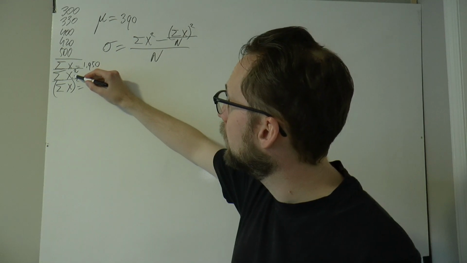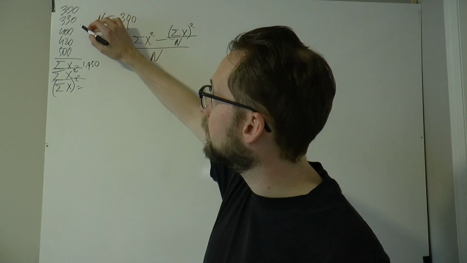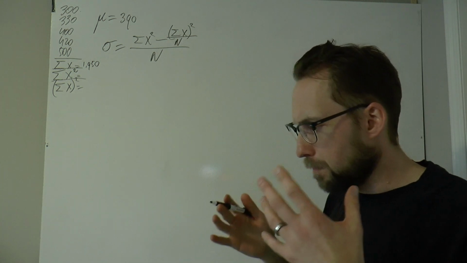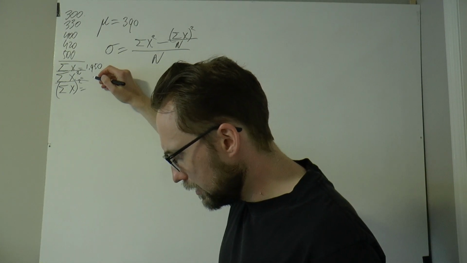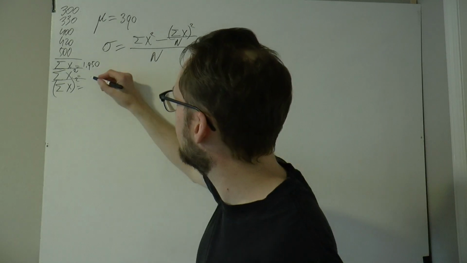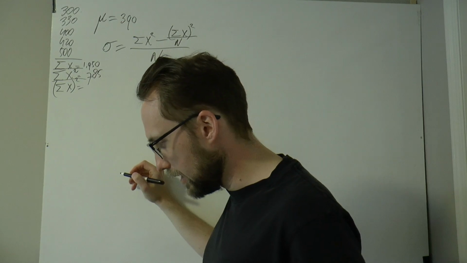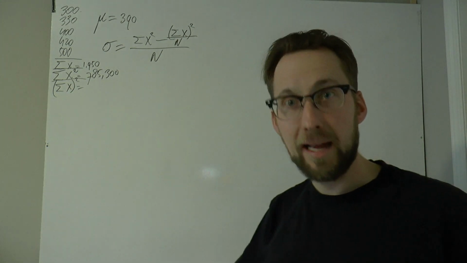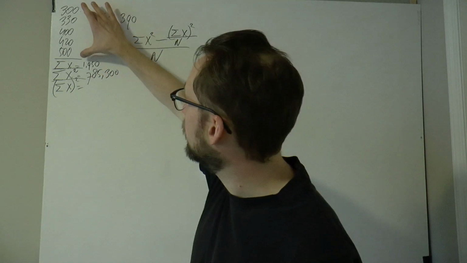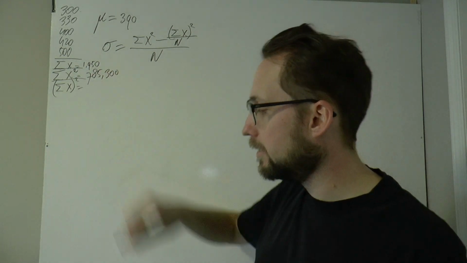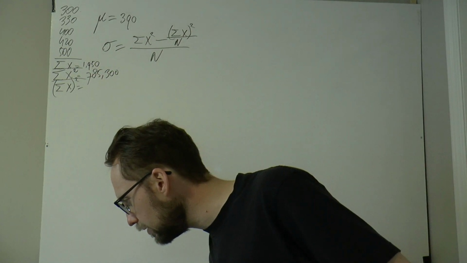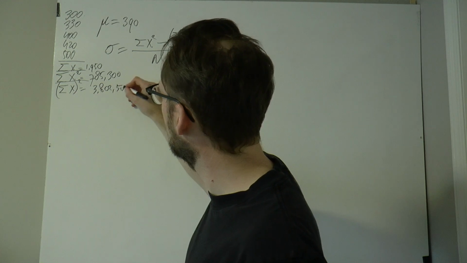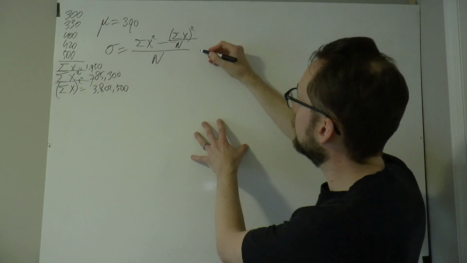To compute this value, I take 300 squared plus 330 squared plus 400 squared plus 420 squared plus 500 squared. That should be a pretty big number, and it is: 785,300. Finally I have the sum of all x's, squared. I add up all the x's, which I've already done, and square them. So 1950 squared is a really big number: 3,802,500.